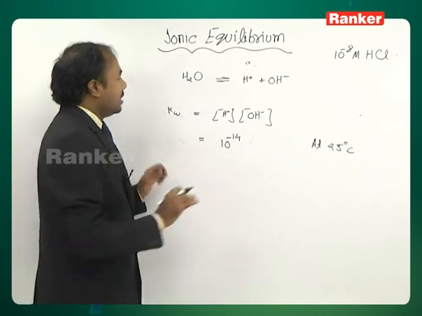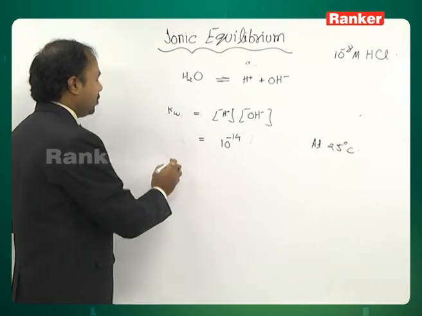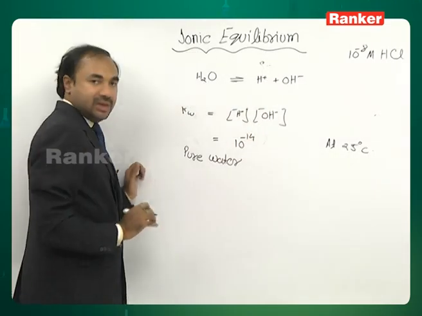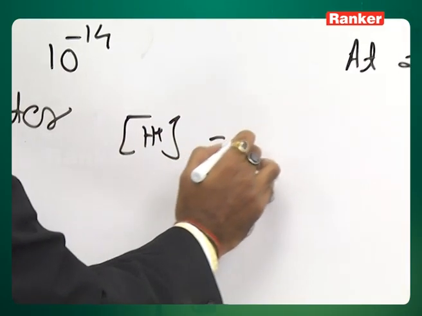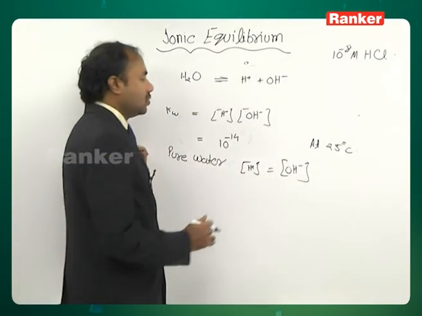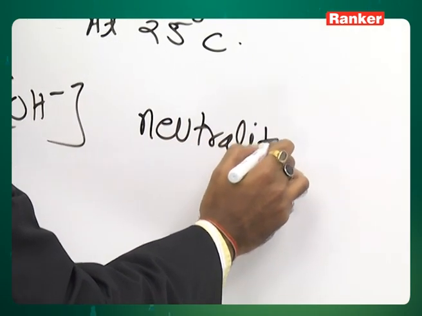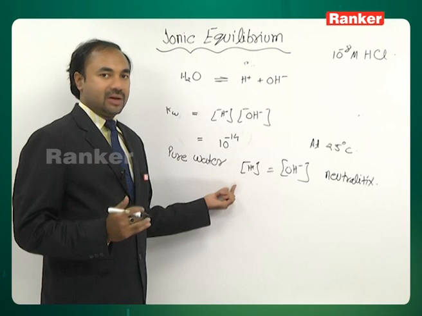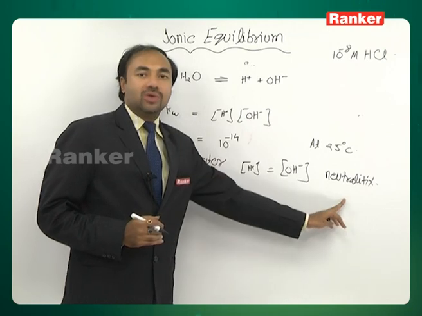Okay, now, if at 25 degrees Celsius we have pure water, then there is a condition when we call the water pure water, and the condition is that for pure water, concentration of H plus ions should be equal to concentration of OH minus ions. This is also known as the condition of neutrality, and we say that at this condition the solution will be neutral. In a solution at any temperature, if concentration of H plus ions is equal to OH minus ions, then the solution is said to be neutral.